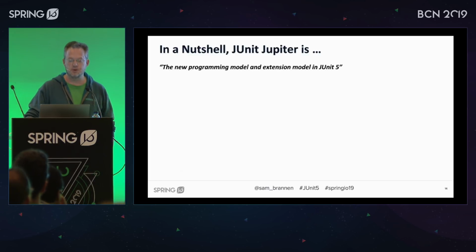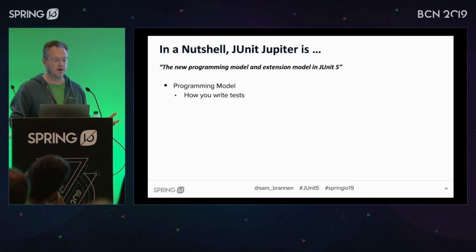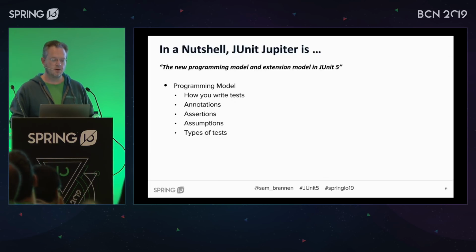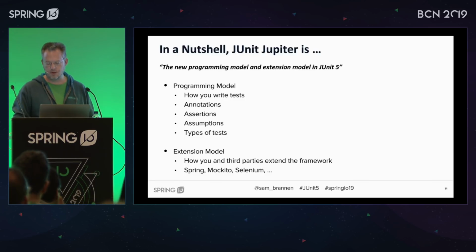So in a nutshell, JUnit Jupiter is, as I said before, the new programming model and extension model in JUnit 5. The programming model, that's how you write your tests, the annotations you use, the assertions you use, and assumptions, and the types of tests or the style of tests that you can write. The extension model, that's basically how you and third parties can extend the framework itself. So things like Spring and Mockito, Selenium, etc.